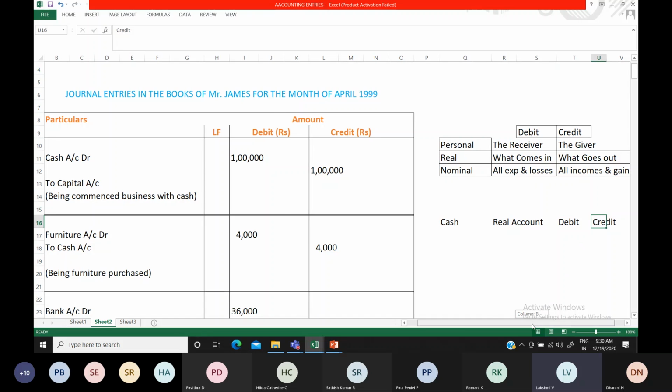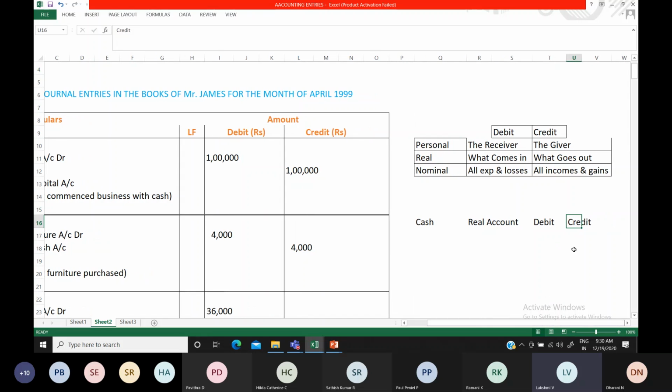And when will you be crediting the cash account? Whenever you make payments, when you pay salary, when you pay interest, when you pay cash to the bank. Whenever you deposit your cash into the bank account, cash is going out of the business. So you will be crediting the cash account.